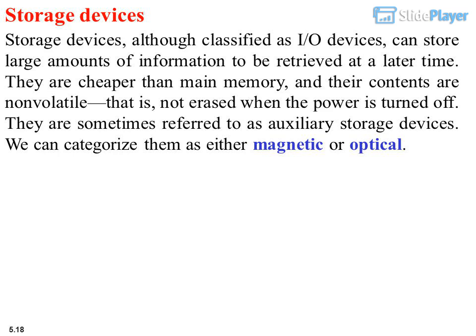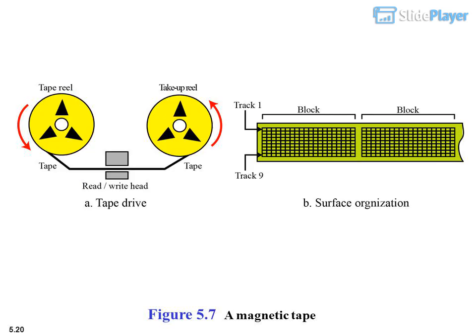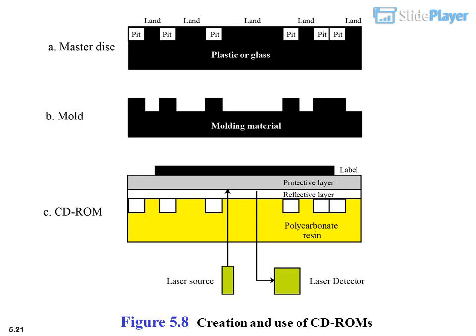Storage devices, although classified as I/O devices, can store large amounts of information to be retrieved at a later time. They are cheaper than main memory, and their contents are non-volatile, that is, not erased when the power is turned off. They are sometimes referred to as auxiliary storage devices. We can categorize them as either magnetic or optical. Figure 5.6 A magnetic disk. Figure 5.7 A magnetic tape. Figure 5.8 Creation and use of CD-ROMs.